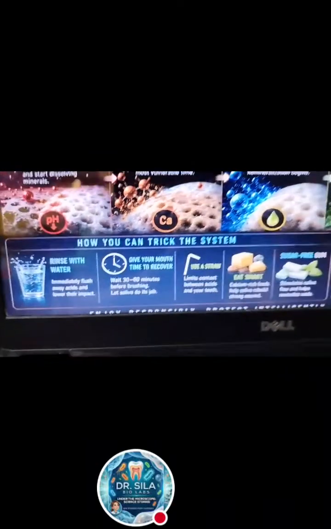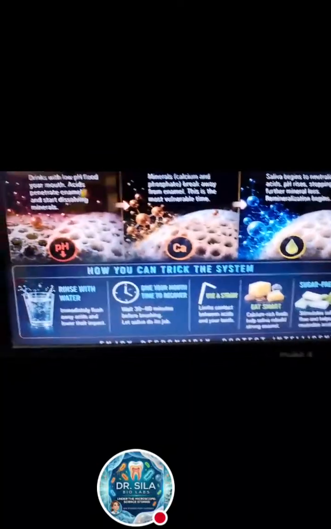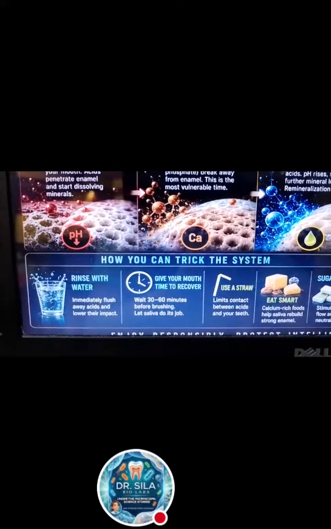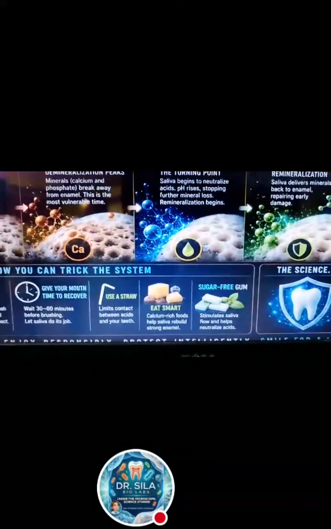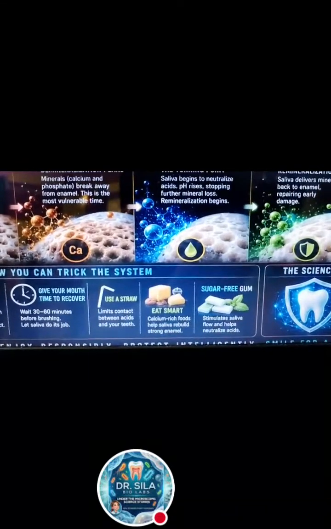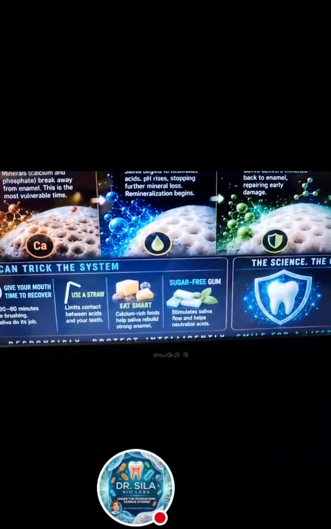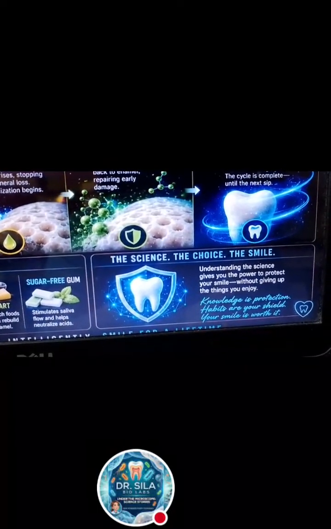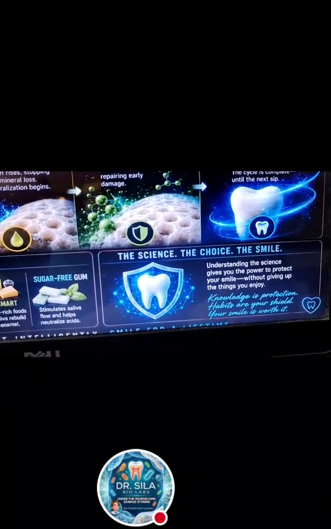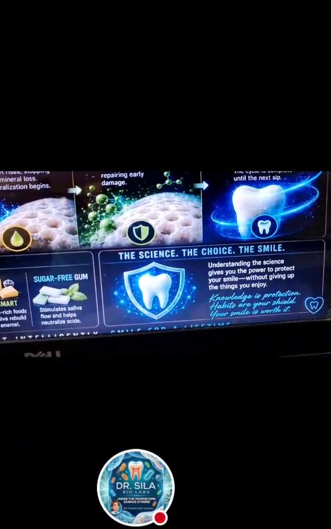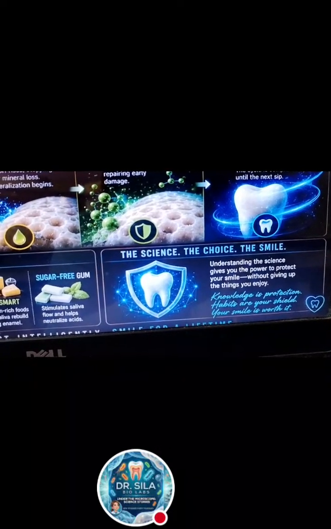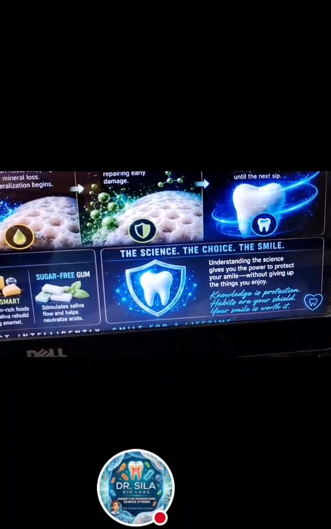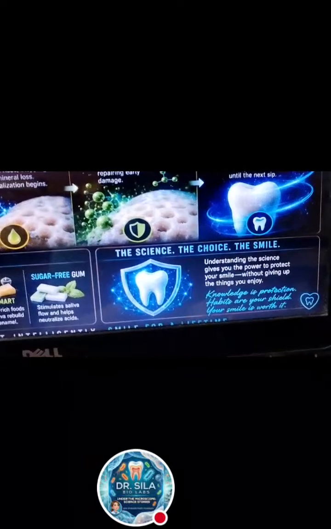So after drinking soda, of course we all drink, rinse with water. Give your mouth the time to recover. Try to use a straw while drinking. Eat smart foods, calcium-rich, and sugar-free gum. The choice is yours. Understanding the science gives you the power to protect your smile without giving up the things you enjoy. Knowledge is protection. Habits are your shield and your smile.